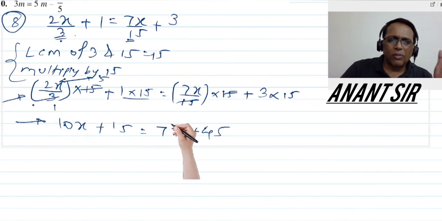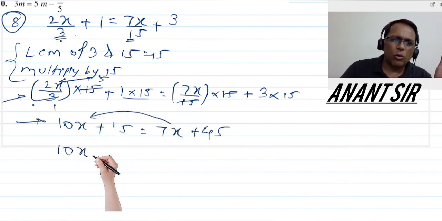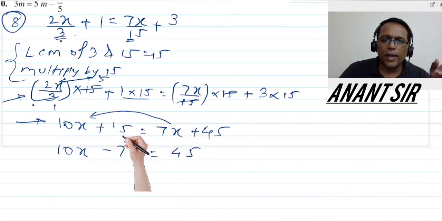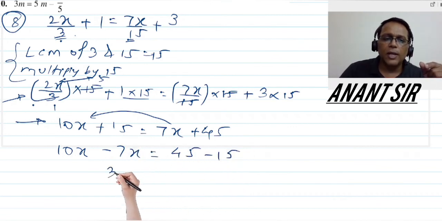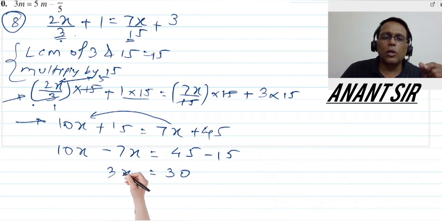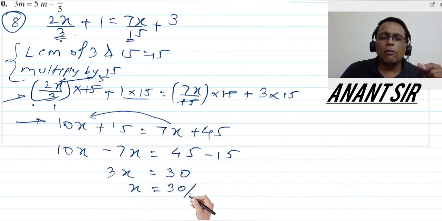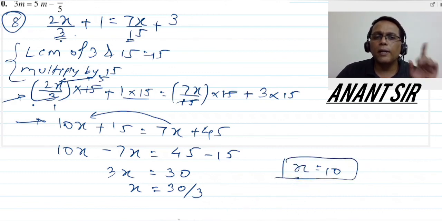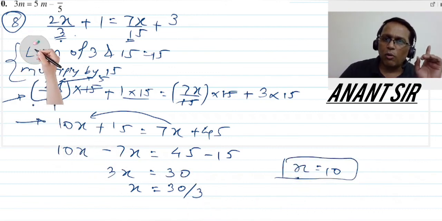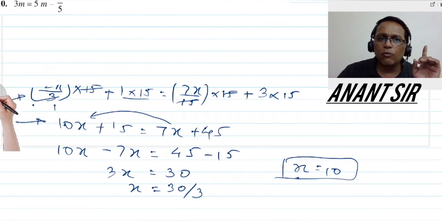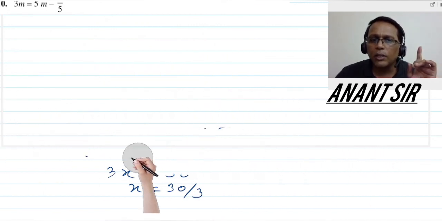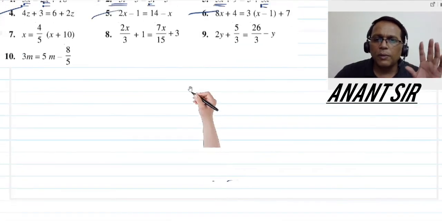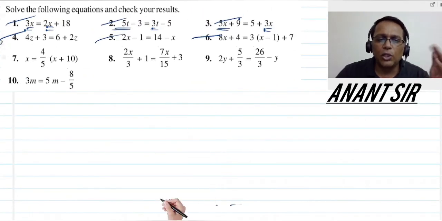Now, it's very easy. I don't need to tell you what to do now. 10x minus 7x, plus 7x became minus, 45 as it is, plus 15 became minus. So 3x is equal to 30, and multiply by 3 will become divide, and 30 by 3, our answer will be 10. So students, I hope you have understood this question. I will tell you a few more questions with the same method, so that you will be comfortable while solving with this method also.